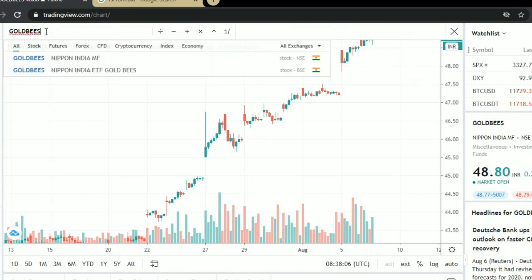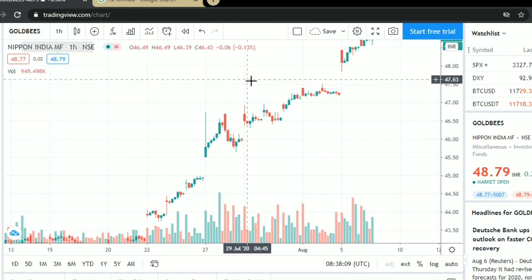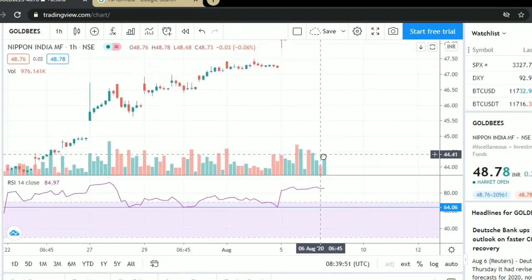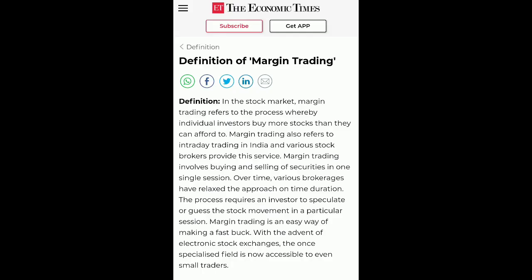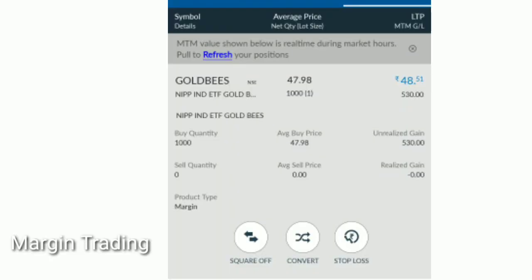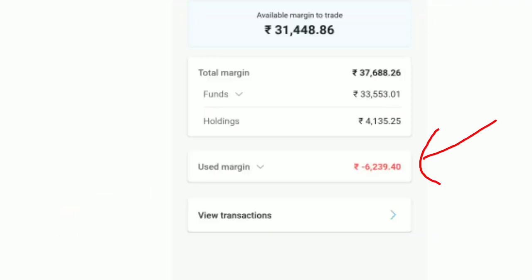Next we will be seeing how to leverage and buy gold. I have mentioned that we can buy around 8 grams of gold at 6,000 only. There is a feature called margin trading facility which is available with some brokers. I saw many brokers and their offerings, and opened this account because it had this margin trading facility. What I have done now is I have bought 1000 quantity of gold, and you can see it would have cost me around 47,980 rupees, but they have taken only around 6,000 rupees.